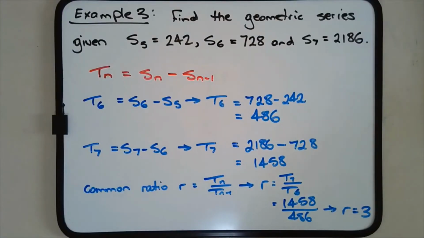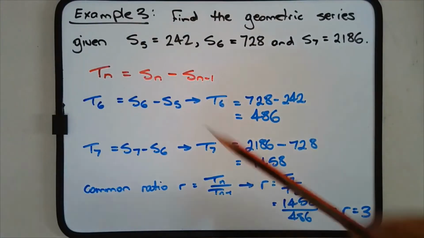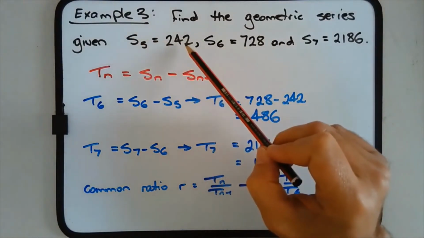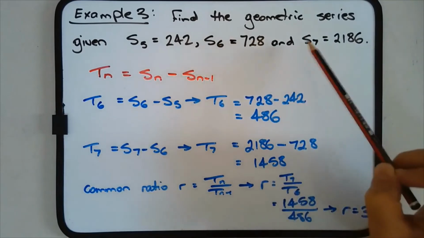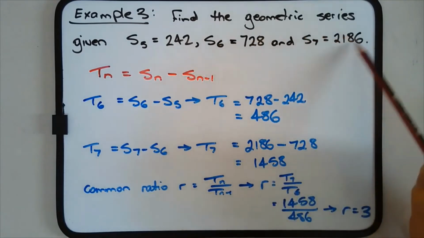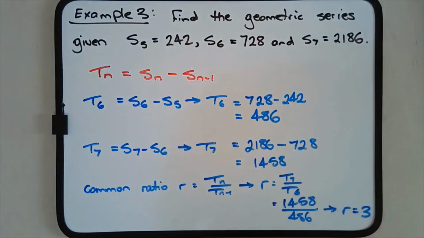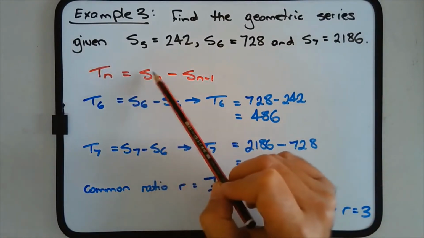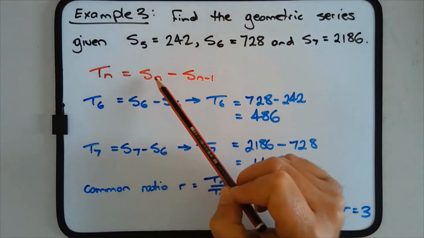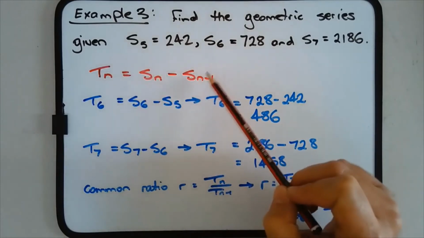Example 3. Find the geometric series given the sum of the first 5 terms is equal to 242, the sum of the first 6 terms is equal to 728, and the sum of the first 7 terms is equal to 2,186. Now we're going to use the fact that the nth term is found by taking the sum of the first n terms and subtracting from that the sum of the first n minus 1 terms.